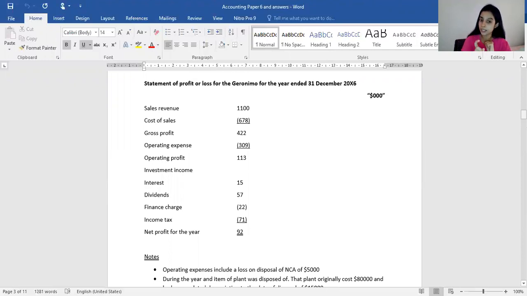Remember, this dividends is not the amount that you have paid to your investors, your company equity holders, as dividends. It is the dividends that you have received by investing in some other company. So it is an income for your entity.